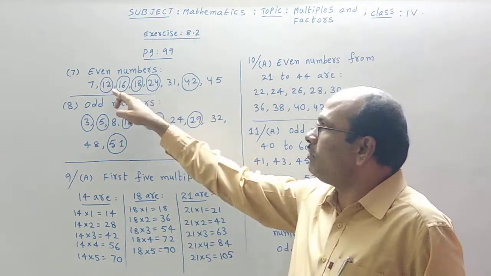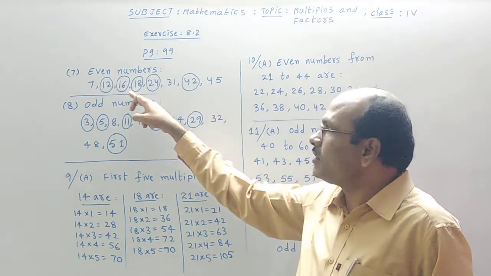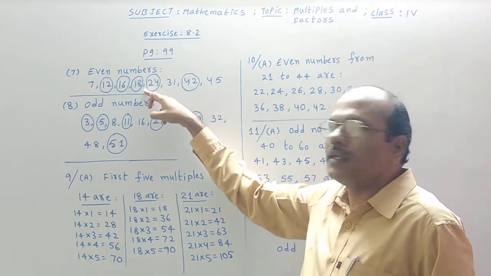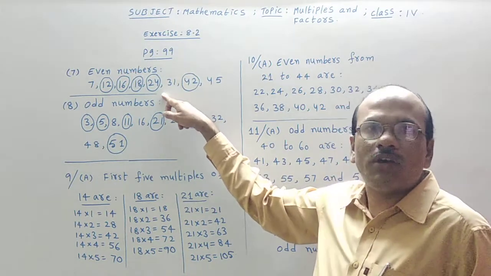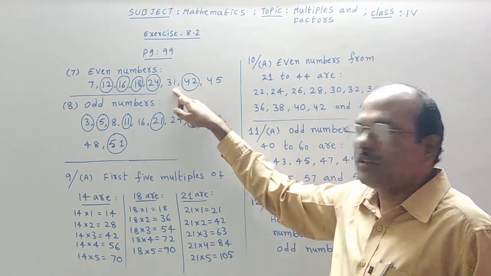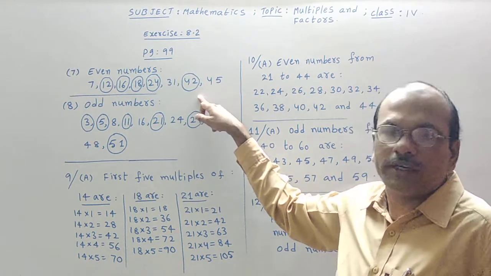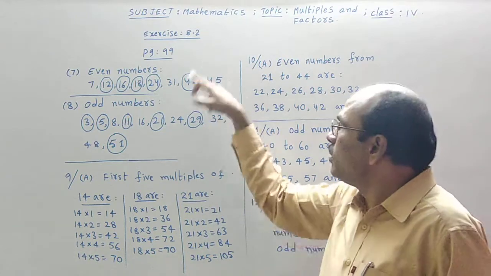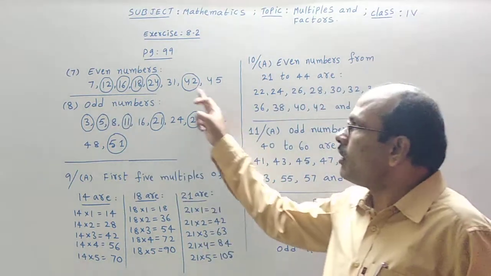12 is an even number because 2 6s are 12. 16, 2 8s are 16, circle. 2 9s are 18, we should draw a circle around it. 2 12s are 24. 42 can go in the 2 table, 2 into 21 is 42. So all these numbers in circles are even numbers.